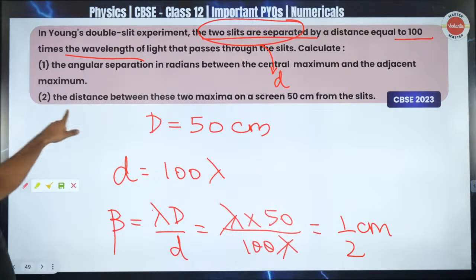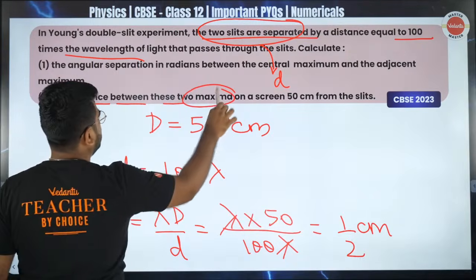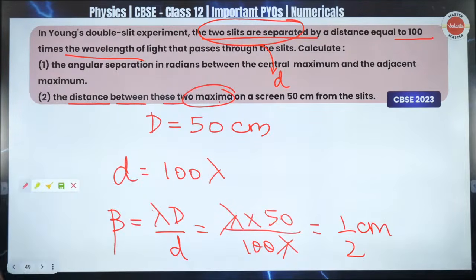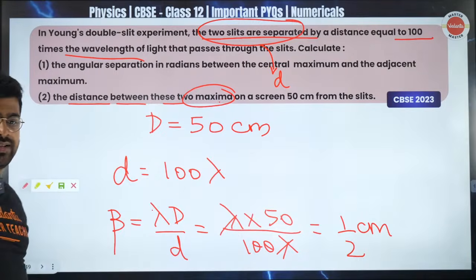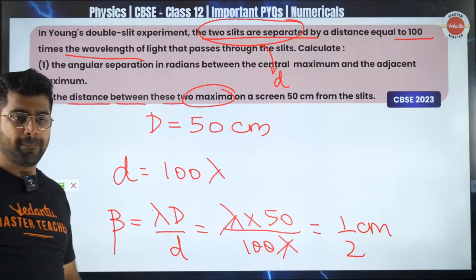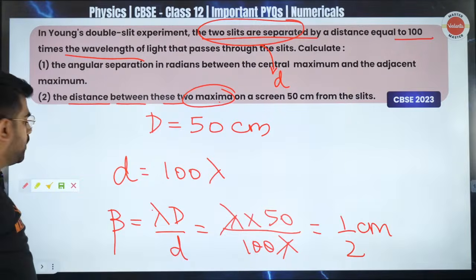The fringe width is half a centimeter, because the distance between two maxima is nothing but the fringe width. Okay, are you all clear? Everybody happy with this? Shall I move forward? Great.